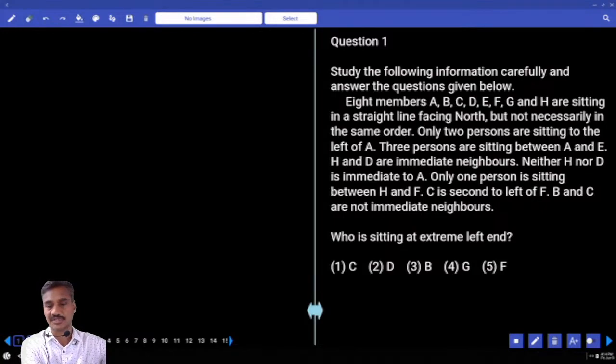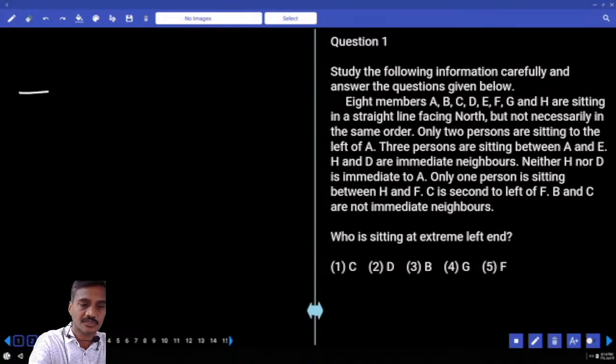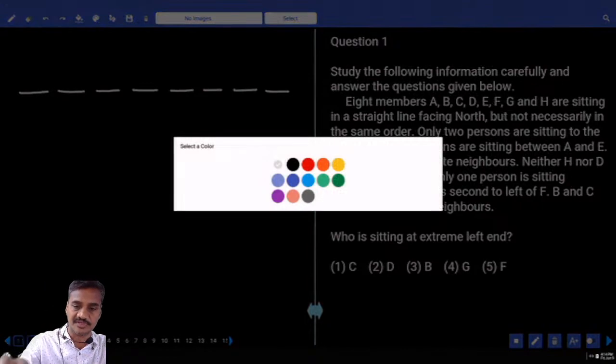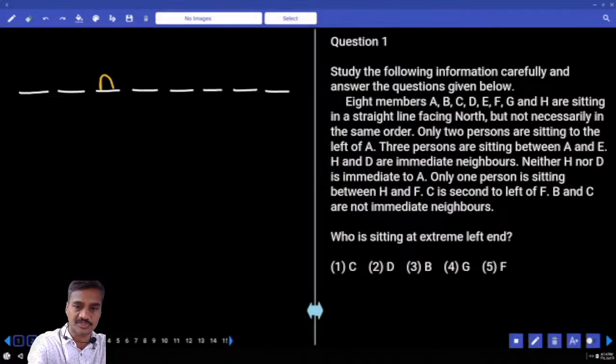How many persons are there? 8 persons are seated in a row facing towards north: 1, 2, 3, 4, 5, 6, 7, 8. Only 2 persons sit to the left of A, so A must be the third person from the left end. Only 2 persons to the left of A, and 3 persons between A and E.